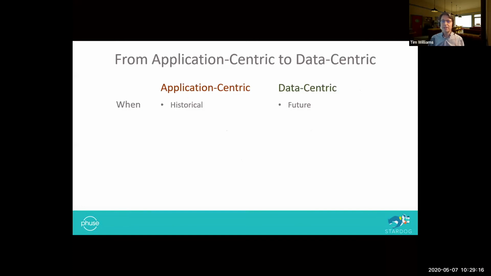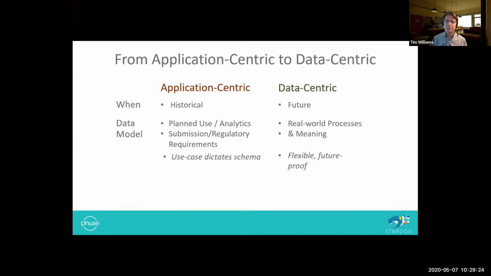When data is the foundation for change, we must move away from our historically application-centric focus to one that is data-centric. As mentioned, data models have historically been created with planned use in mind, the analytics to be performed, the submission and regulatory requirements, where use case dictates structure. This must change to data that is modeled on real-world processes and meaning in order to provide a future-proof solution.